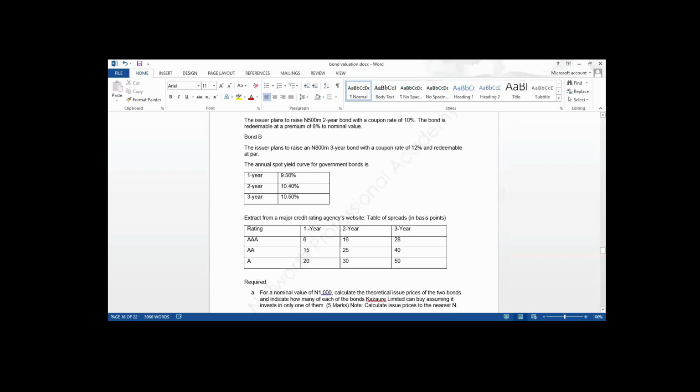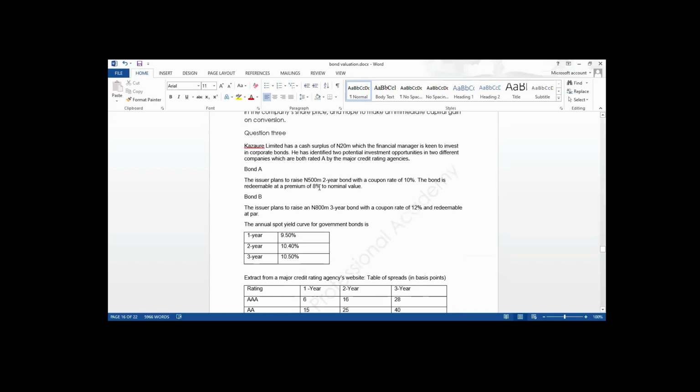You have two bonds. Look at bond A. We are going to determine the theoretical issue price. When we say theoretical issue price, it's also the current market price of the bond. The examiner can use theoretical issue price, or issue price, or market price or market value.